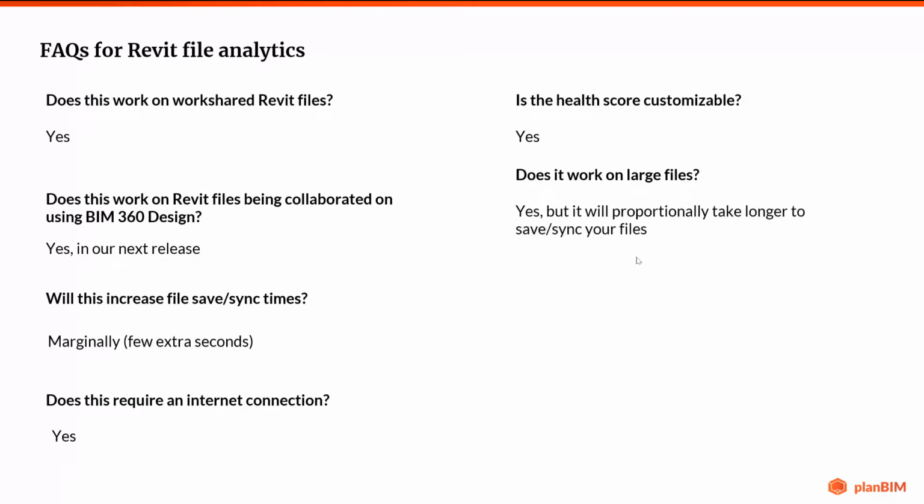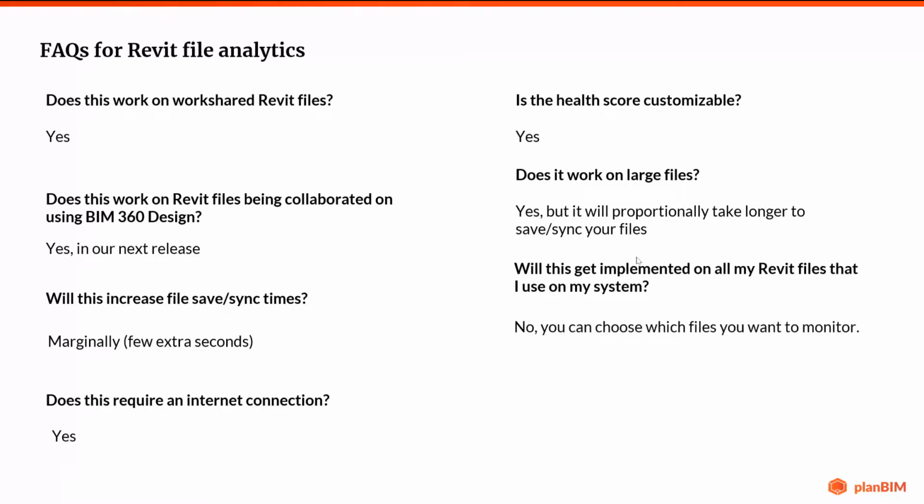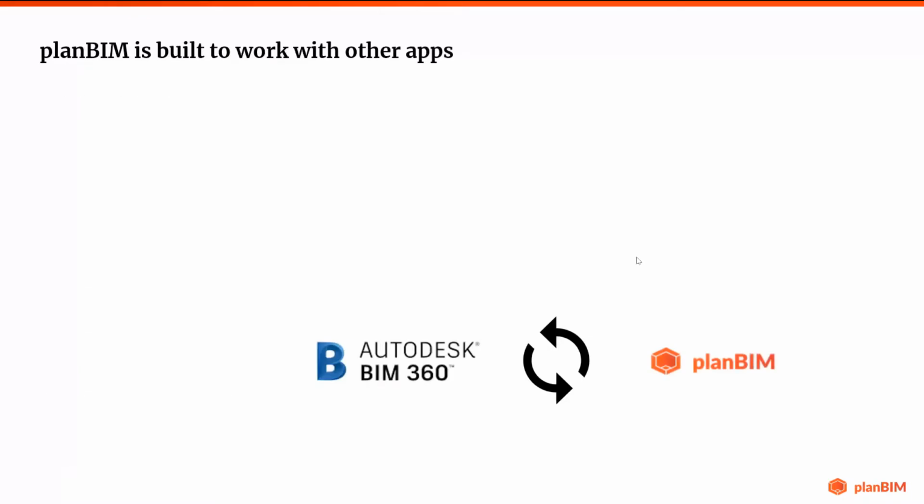So does it work on large files? Yes, but it will proportionally take longer to save and sync your files, naturally. If you're working on a 1 GB file, which takes, let's say, a couple of minutes to save, then maybe this will take a couple of minutes plus a few seconds extra. And will this get implemented on all my Revit files that I use on my system? No, you can actually choose which files you want to monitor. So all of this is very customizable, and you can actually control it.